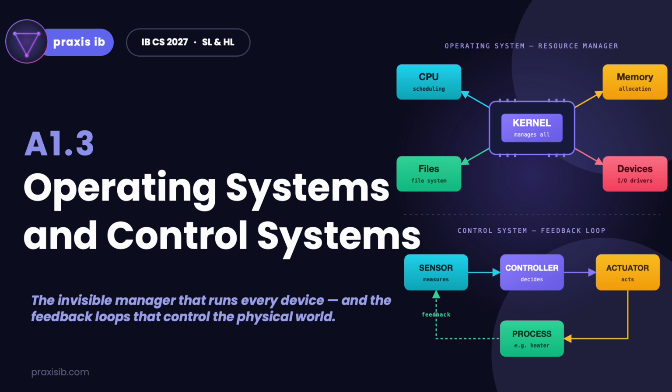In the first half of this lesson, we will learn what the operating system is and the jobs it does: managing programs, memory, files, and so on. Then we will look at how it shares the processor between programs and how devices grab its attention. And in the second half, which is for our higher level students, we will explore control systems, the feedback loops that run things like self-driving cars and thermostats. This topic is assessed on paper 1, so let's get started.